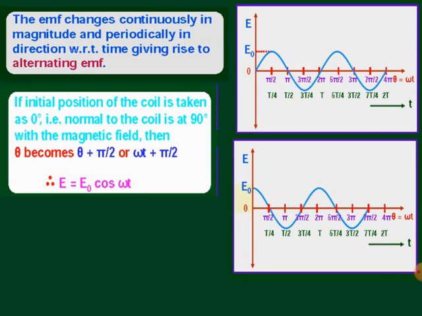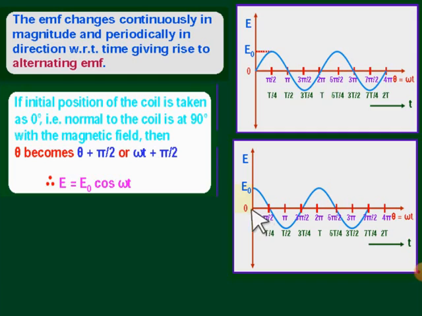In the cosine function, what happens if, instead of starting from 0, you start from pi by 2? Then the equation will be like this. As I said, instead of theta, if it is starting from pi by 2 or 90 degrees, then your initial angle will be pi by 2 plus theta, right? 90 degrees plus theta. If you replace this in that previous equation, then E will be equal to E naught cosine of omega t.